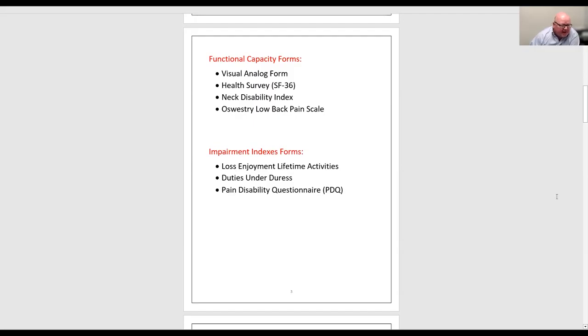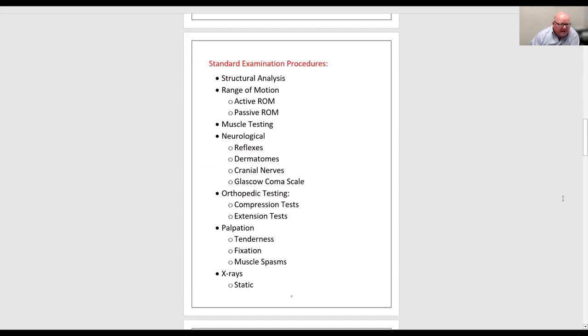Then there's the impairment indexes, loss of enjoyment of lifetime activities, duties under duress, and the pain disability questionnaire. Those are all done if there is an impairment. And then it takes us to standard examination procedures. We'll do a structural analysis. We'll look at the range of motion, active range of motion, passive range of motion, muscle testing. Neurological will typically include reflexes, dermatomes, cranial nerves, and the Glasgow Coma scale. That's typically what's included there.